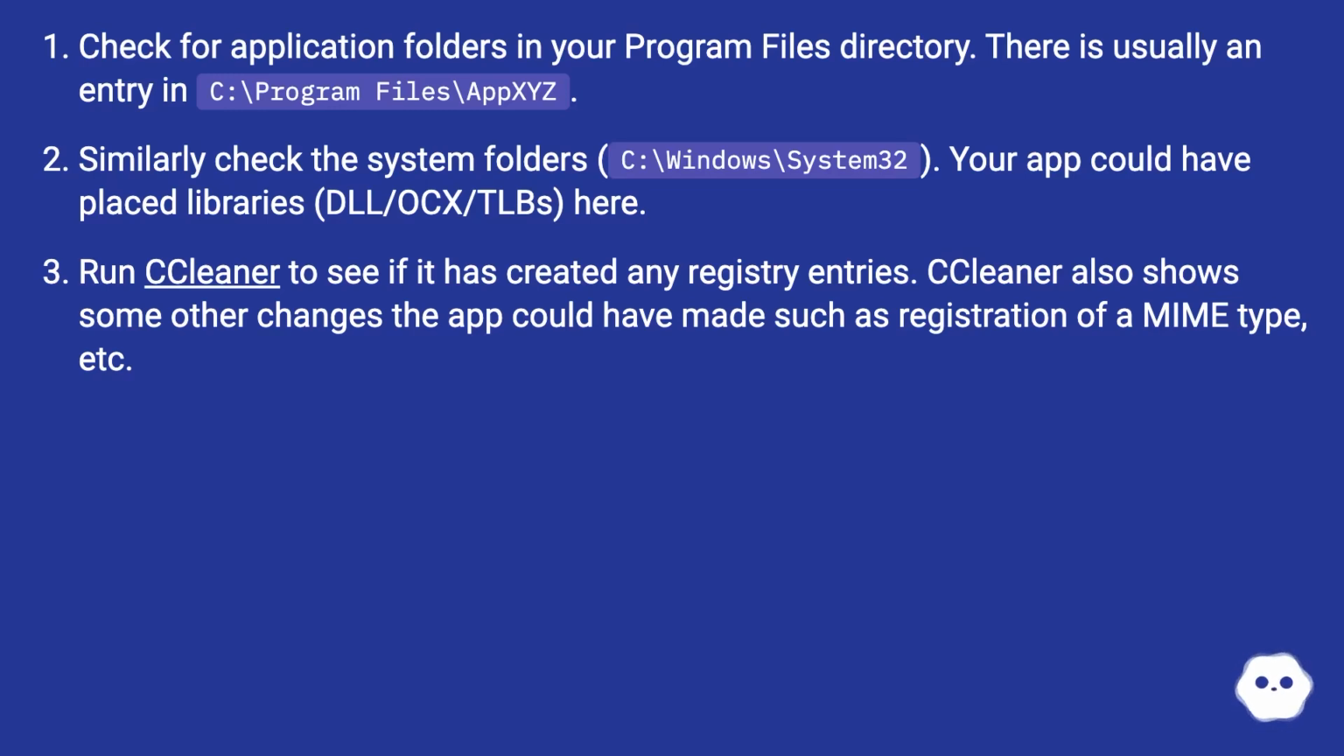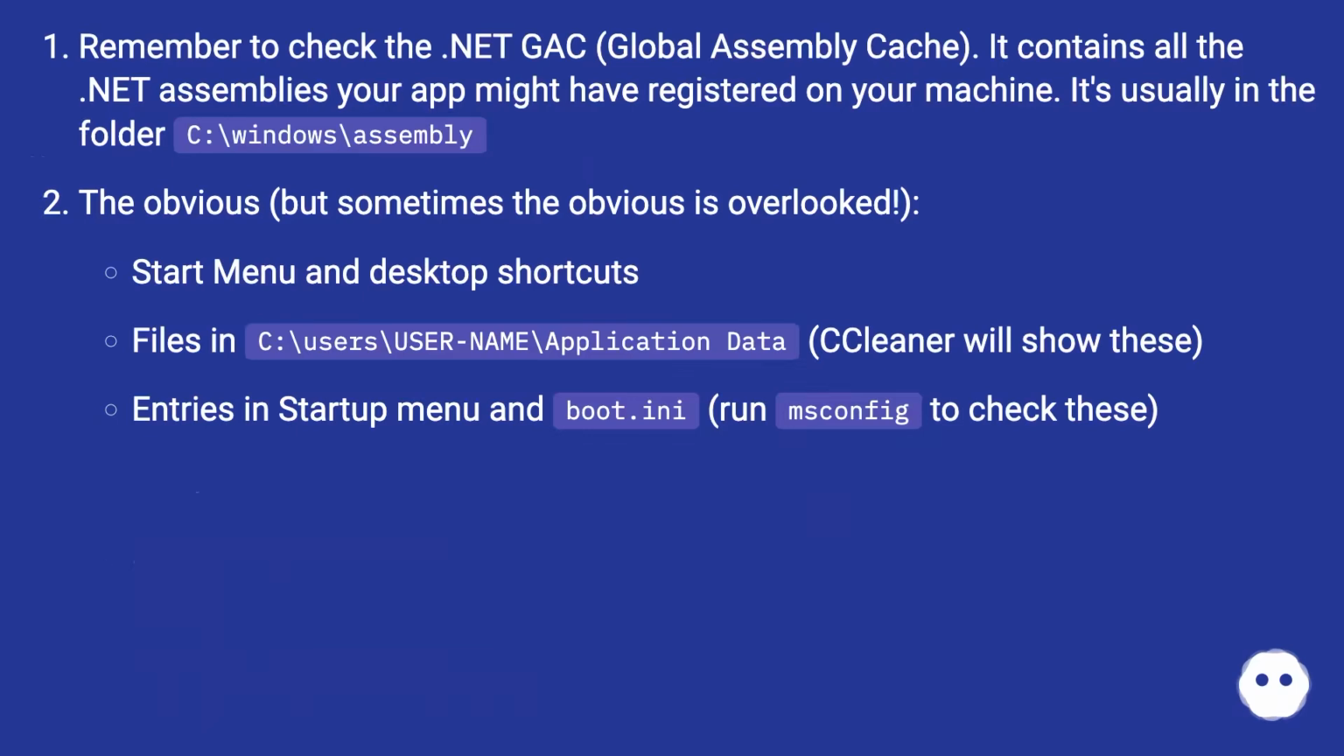Run CCleaner to see if it has created any registry entries. CCleaner also shows some other changes the app could have made, such as registration of a MIME type, etc. Remember to check the .NET GAC, Global Assembly Cache. It contains all the .NET assemblies your app might have registered on your machine. It's usually in the folder C:\windows\assembly.